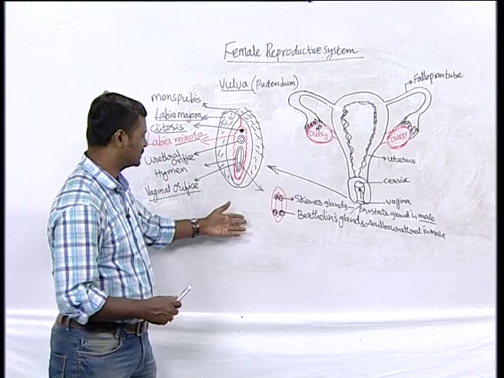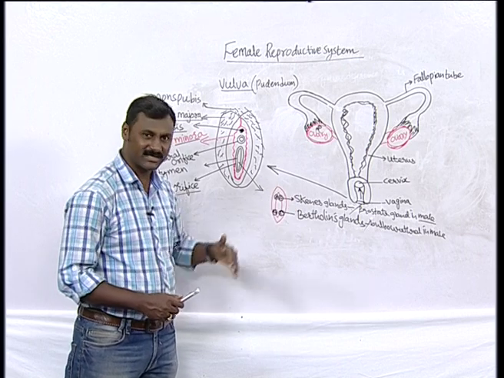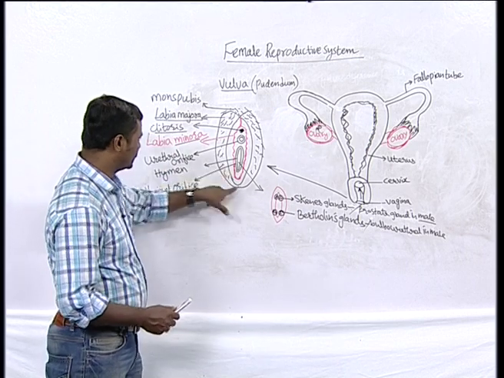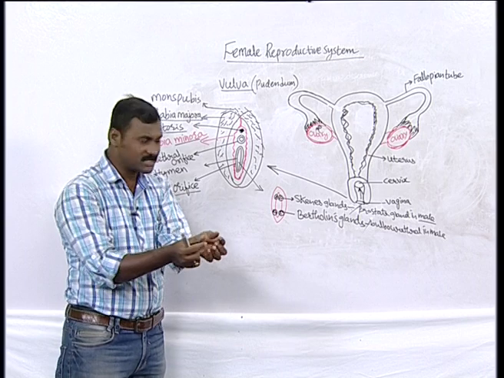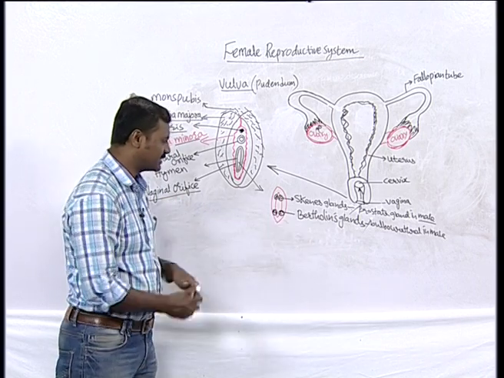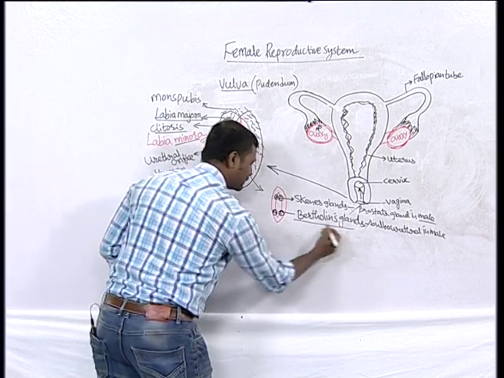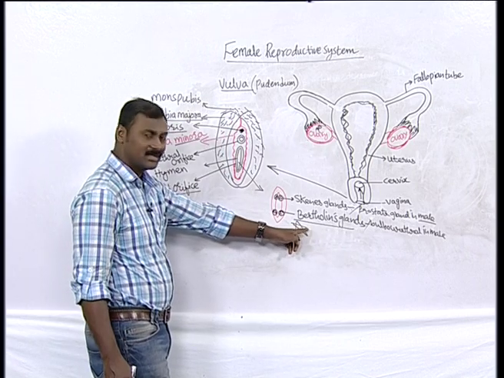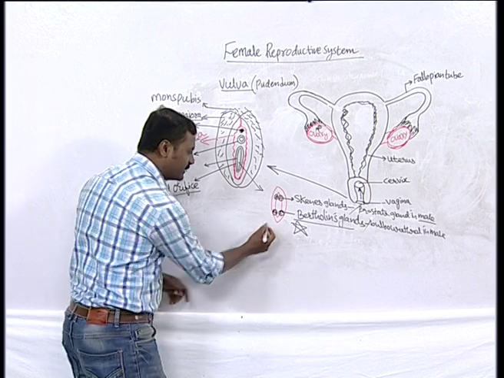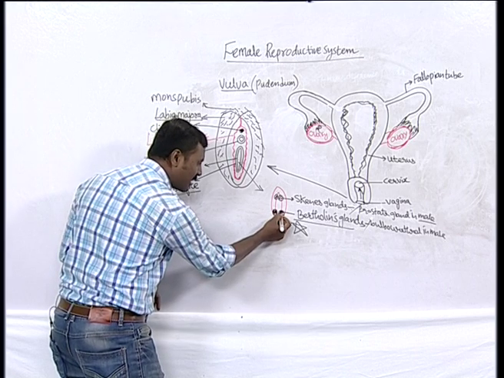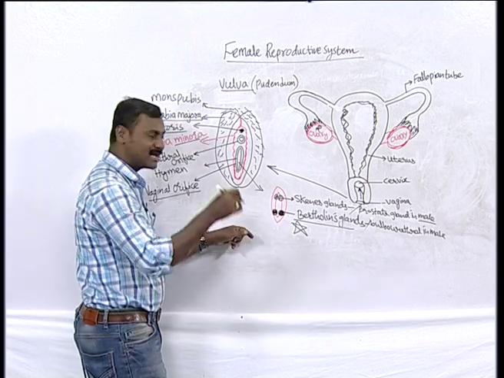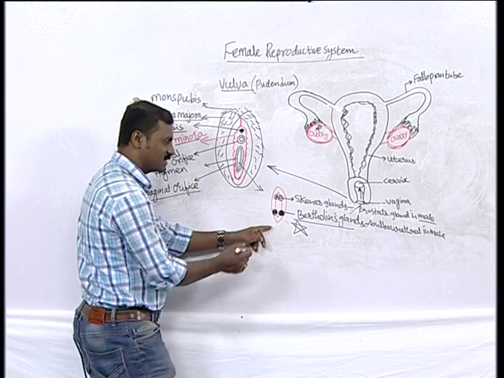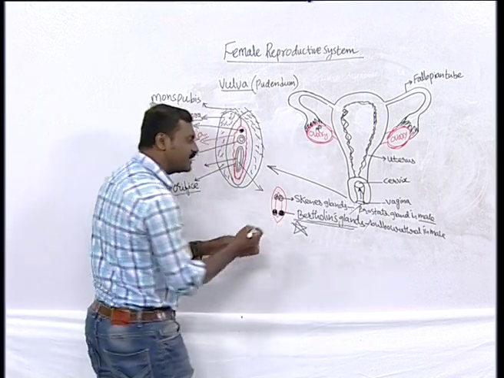Now let us discuss accessory glands in the female reproductive tract. Here you see in the vagina, at the corners of the vagina, there are two glands. The major important glands are Bartholin's glands. What are the important glands? Bartholin's glands are very important glands. They are present in the lower corner of the vaginal orifice. Bartholin gland secretions are very important.